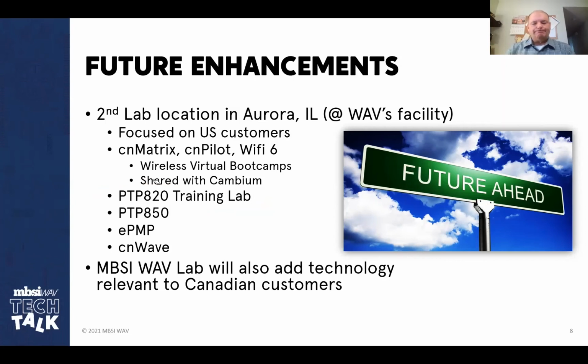So we participate in that. So our plan is that a second lab is going to be permanently set up in Aurora, Illinois. And it's going to be, of course, focused on their US customers because that's who they serve. And it already consists of a very nice CN Matrix, CN Pilot with a future Wi-Fi 6 lab to be able to do virtual boot camps. We've done a number of them and they've turned out just fine.